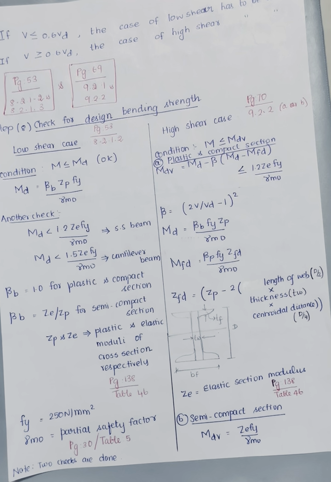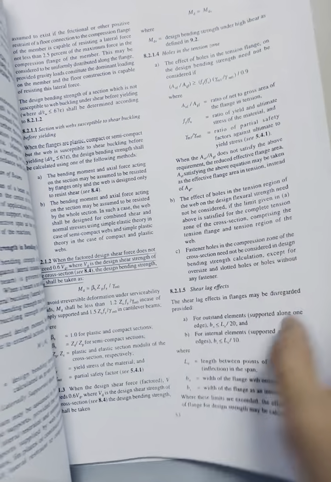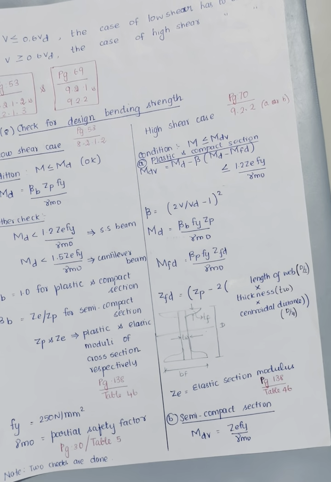For the low shear condition, we are checking page number 53, 8.2.1.2, the same formula. The condition has to be the same as that of the shear. The maximum bending moment should be less than or equal to MD. If it is that, then the condition is okay, that is, the section is safe for moment. So MD is equal to beta B Z Fy by gamma M naught. This is available on page number 53. This we have seen, right? Page number 53, the same formula.